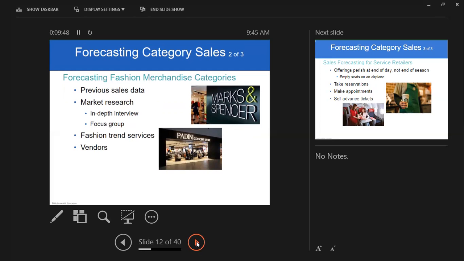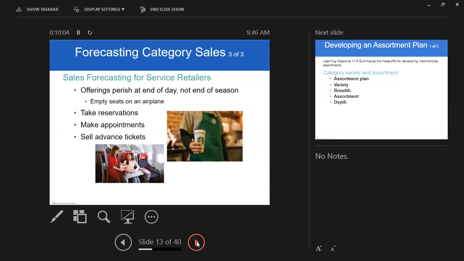For some of the fashion merchandise categories, for example Marks and Spencer, Pardini, they know what the seasonal products are that they are going to offer to their customers. And then for service retailers, for example Starbucks, maybe AirAsia, airlines.